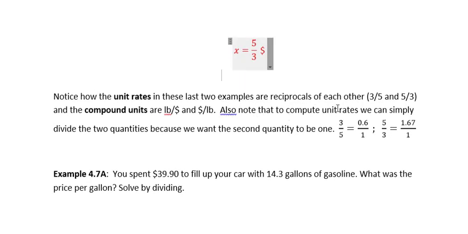Also note that to compute unit rates, we can simply divide the two quantities because we want the second quantity to be 1. In other words, if you take 3/5 and just divide it, you get 0.6 over 1, which would be 0.6 pounds per dollar. Or you take 5/3 and divide it, and you get $1.67 per pound.